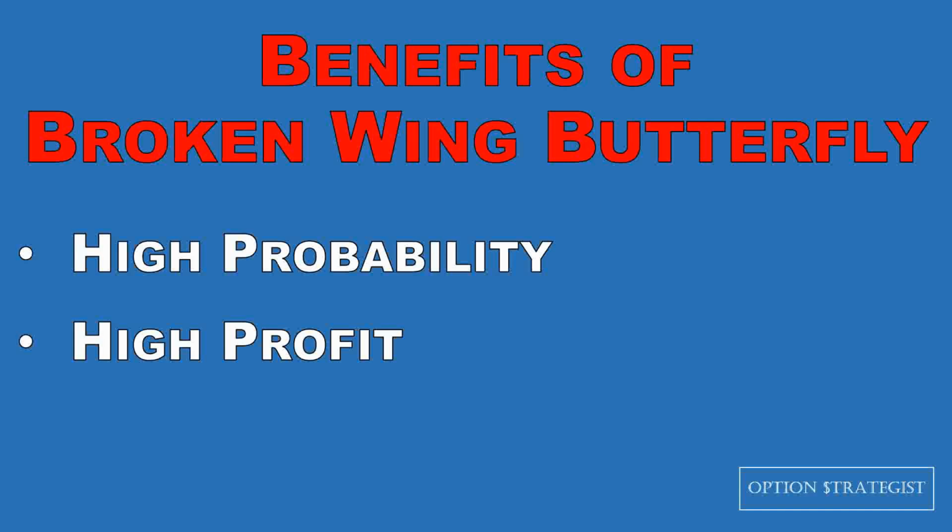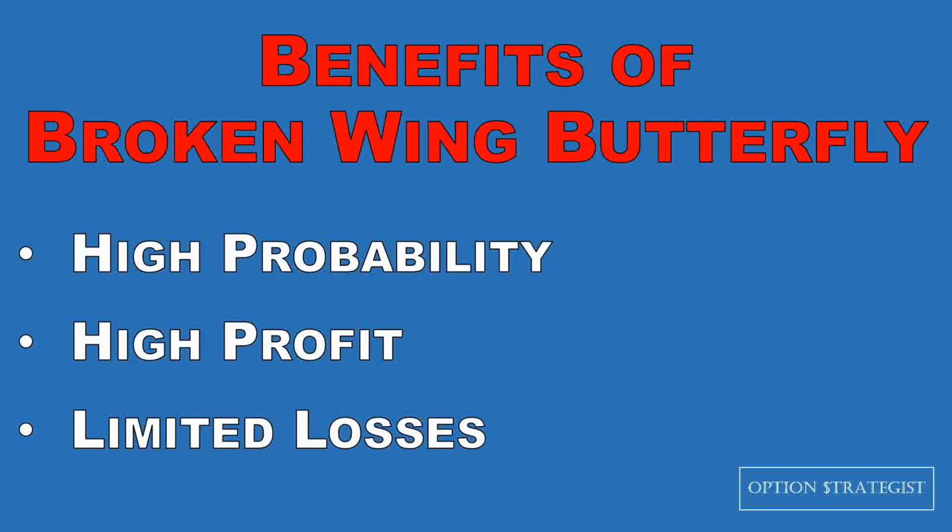And the limited loss of the broken wing butterfly allows the strategy to be used on high price stocks like Amazon, Netflix, Tesla, and Google, even with a trading account that has a small capital.